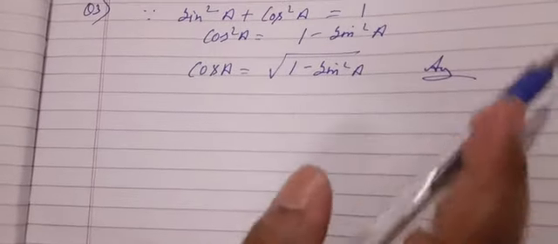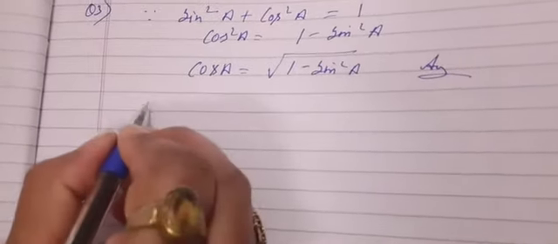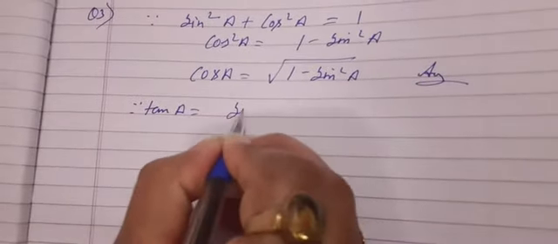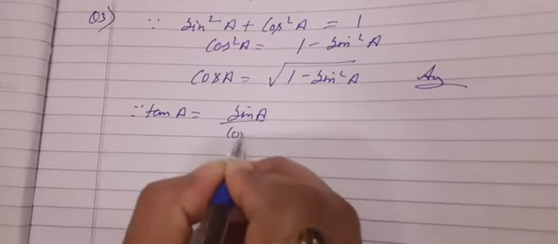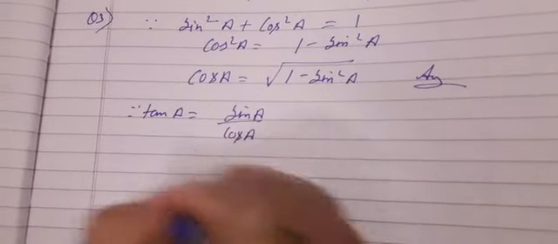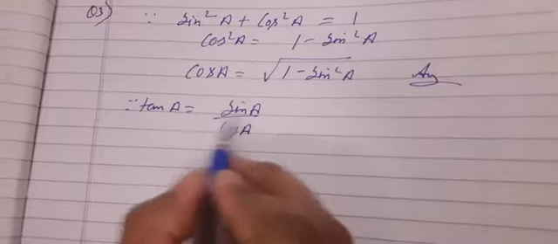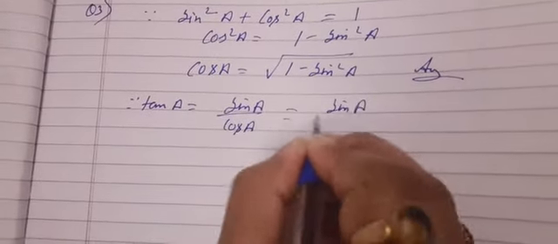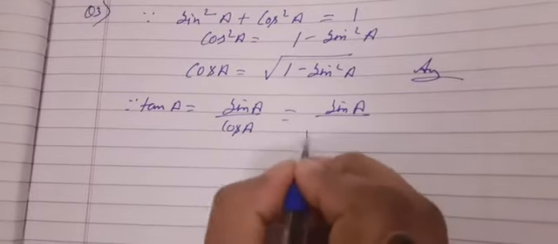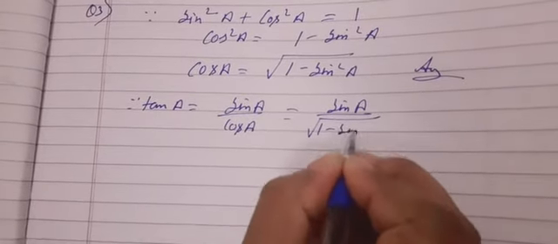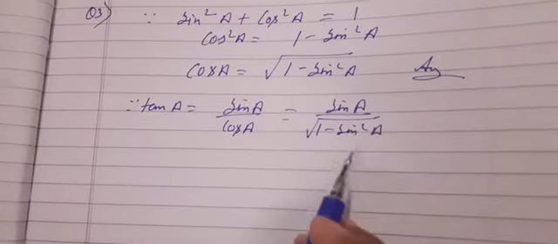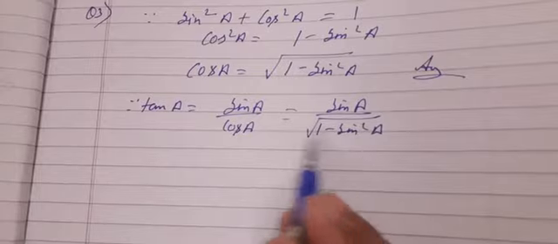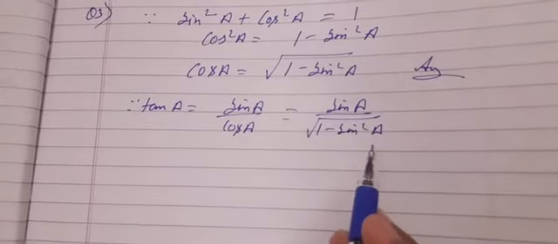Now our question says find out the value of tan A. Since tan A means sin A upon cos A, we know this relationship. So we will write sin A, no need to change it, and instead of writing cos A, we will put this value, under root 1 minus sin square A. So see, tan A is also in form of sin A. Now we have tan A in form of sin A only.